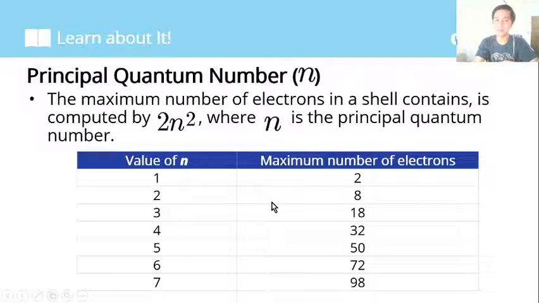So it is very simple to know the maximum number of electrons in a shell or in the energy level. We know that n is the principal quantum number. At the fourth energy level, there is a maximum of 32 electrons. For energy level 5, it can hold up to 50 electrons. Energy level number 6 can hold up to 72. And if the value of n is equal to 7, it can hold up to 98 electrons.